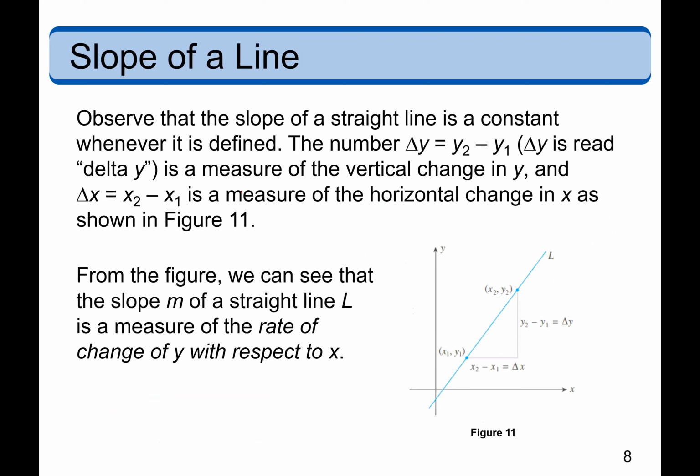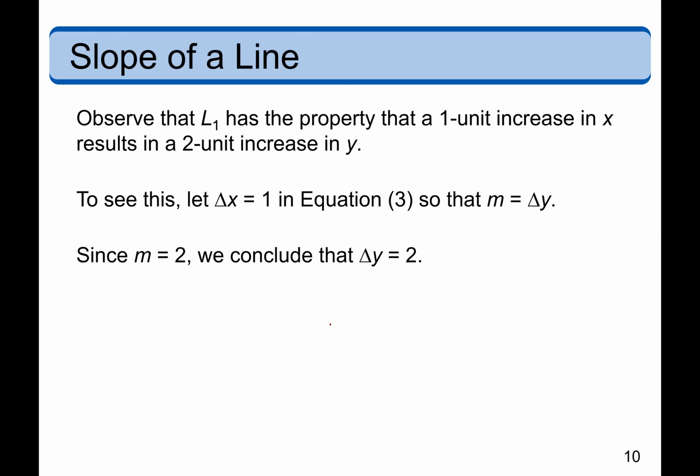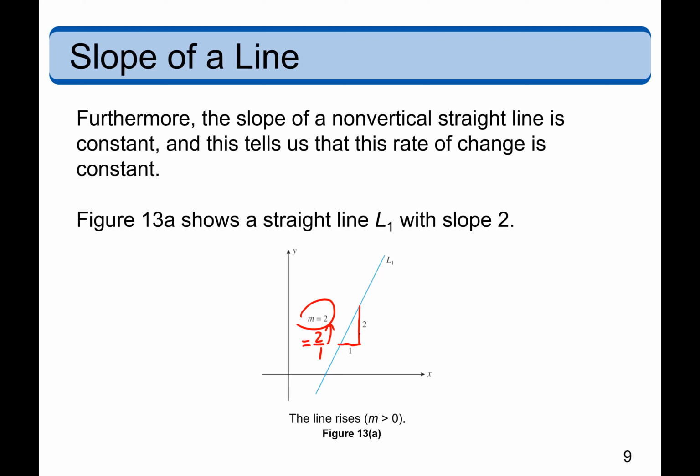Typically delta y is what we call the vertical change, and delta x is the horizontal change. The ratio of those two becomes the slope, and that's how you look at it graphically. Now let's think about this. This slope is equal to 2 because the vertical change is 2 units and the horizontal change is 1 unit. So 2 over 1 gives us 2. If you know the vertical distance and the horizontal distance, you just divide them to get the slope.